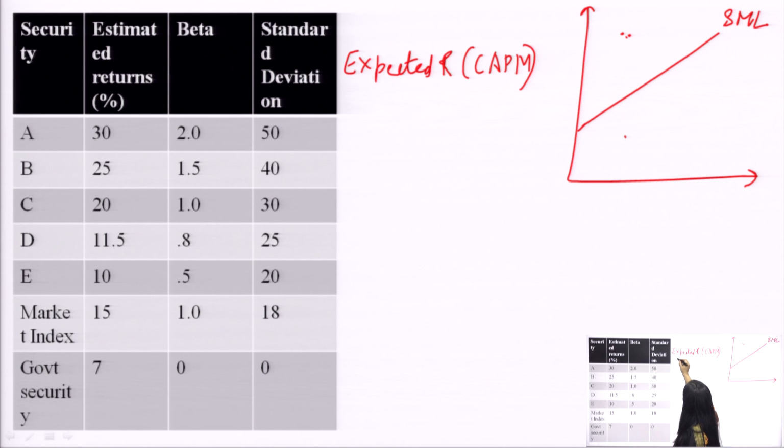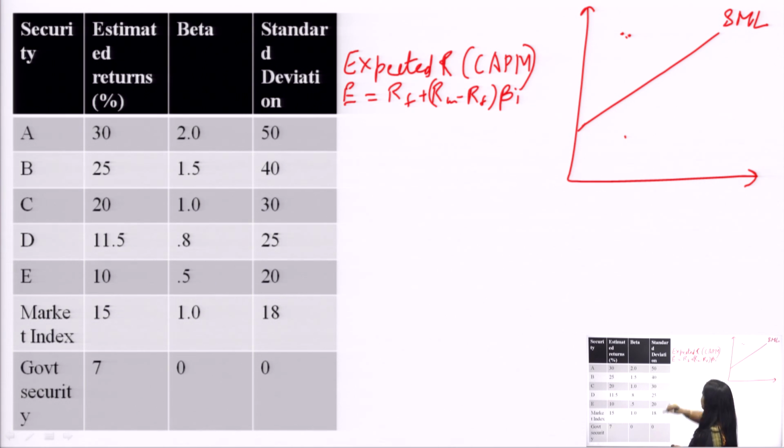Okay. So, the formula, we know what is the formula, expected return will be equal to RF plus RM minus RF into beta I, as I have already said. So, RF would be the same for all the securities which will be equal to 7%. RM would also be the same for all the securities which will be equal to 15%. So, we will calculate this value of expected return for the security A. It will be equal to, what is the value of RF? 7.